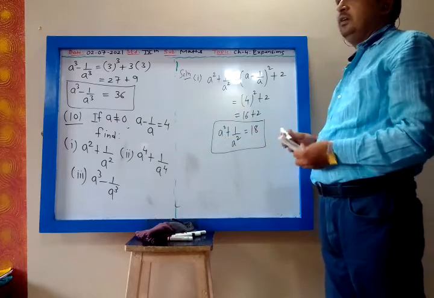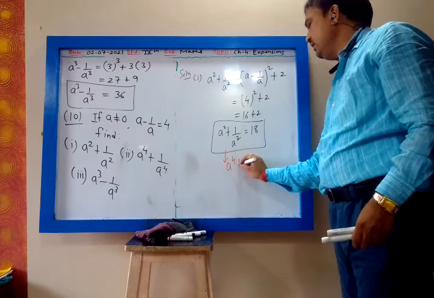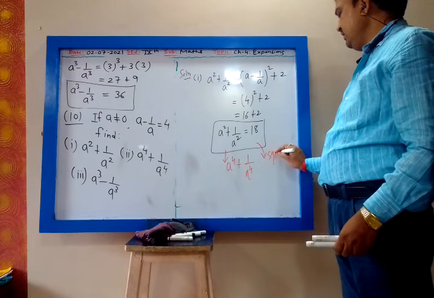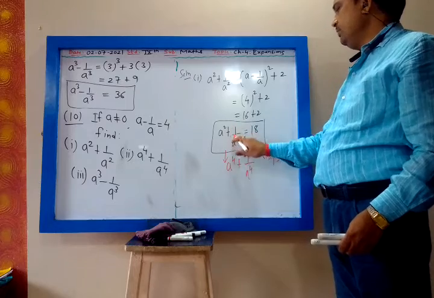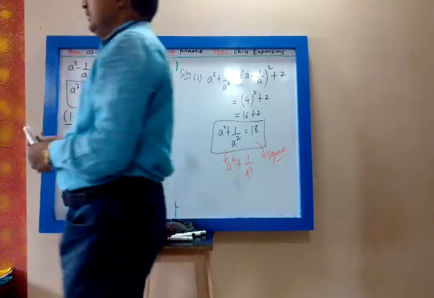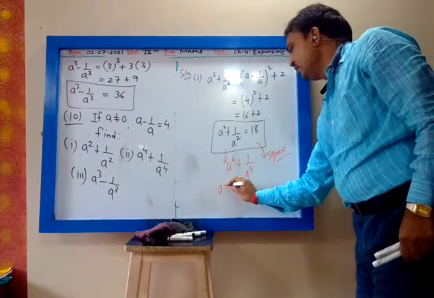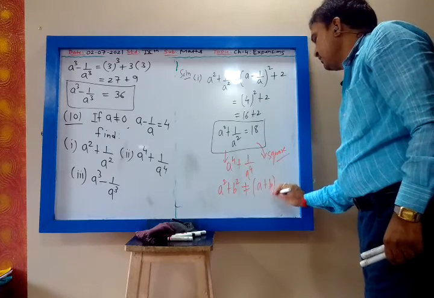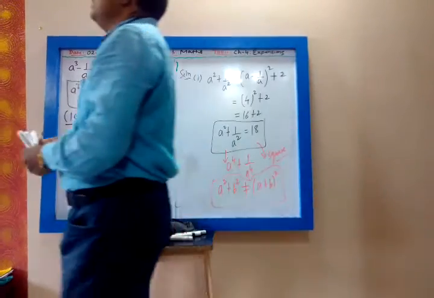Now see, to find A raised to 4 plus 1 upon A raised to 4, what I have done? I have squared this. A square will be A raised to 4, 1 upon A square will be 1 upon A raised to 4. So squaring both the sides. But remember this, squaring both the sides does not mean that A square plus B square is equal to A plus B whole square. Squaring both the sides means you have to use the A plus B whole square formula, not A square plus B square.